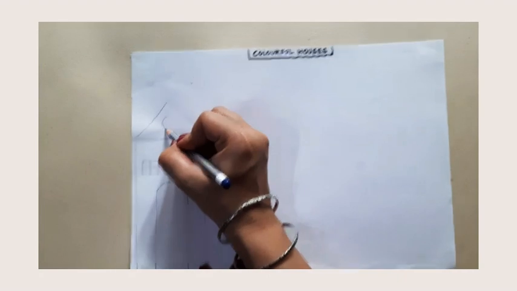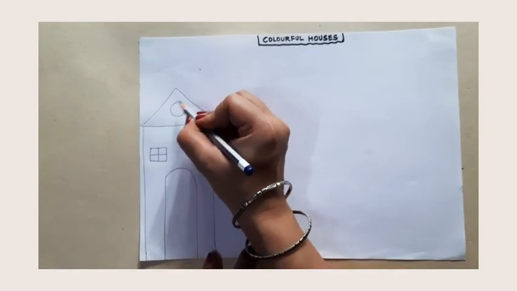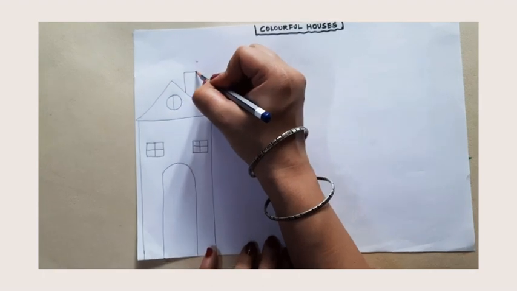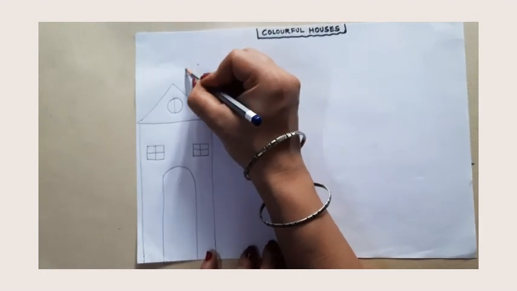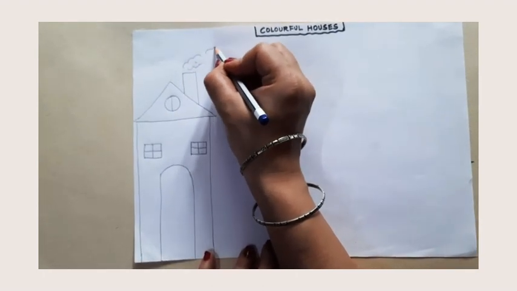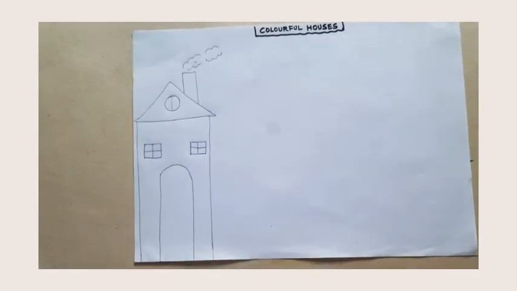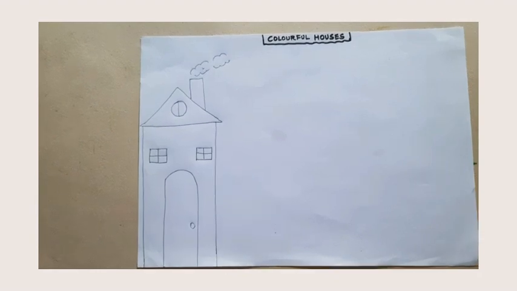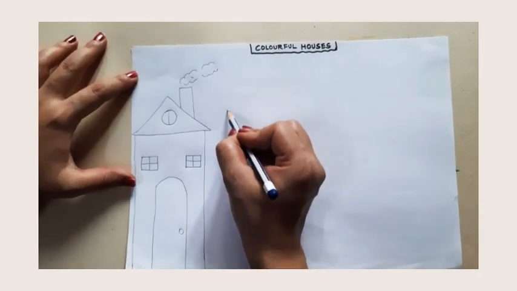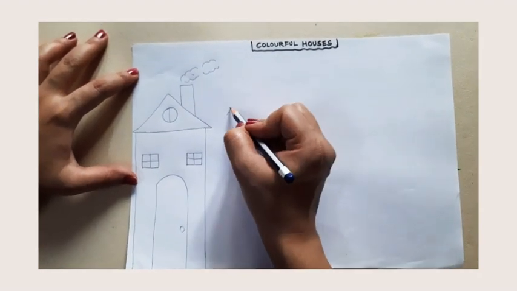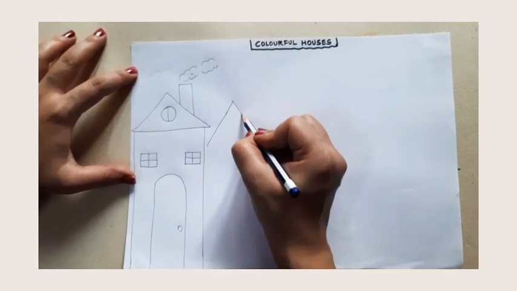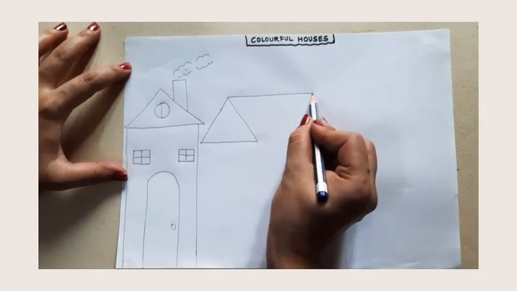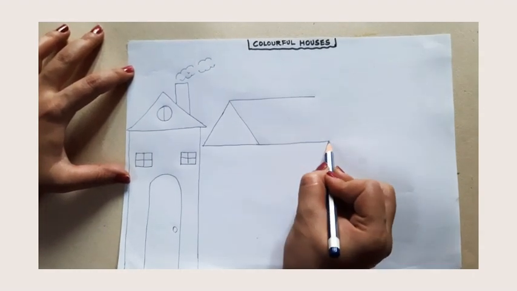We can make a pigeonhole, a chimney, some smoke coming out of it. Somebody's cooking inside the house. Now, next. Another house. This time, again a triangle. And this time we are making this one.